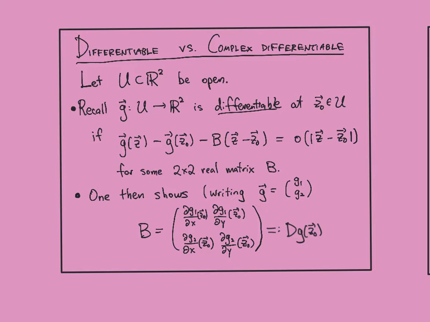The first thing we're going to do is see how differentiable functions compare to complex differentiable functions. So let's start working in R2. Let U be an open subset of the plane, and let G be a function on U mapping into R2. So this will all be real valued stuff.